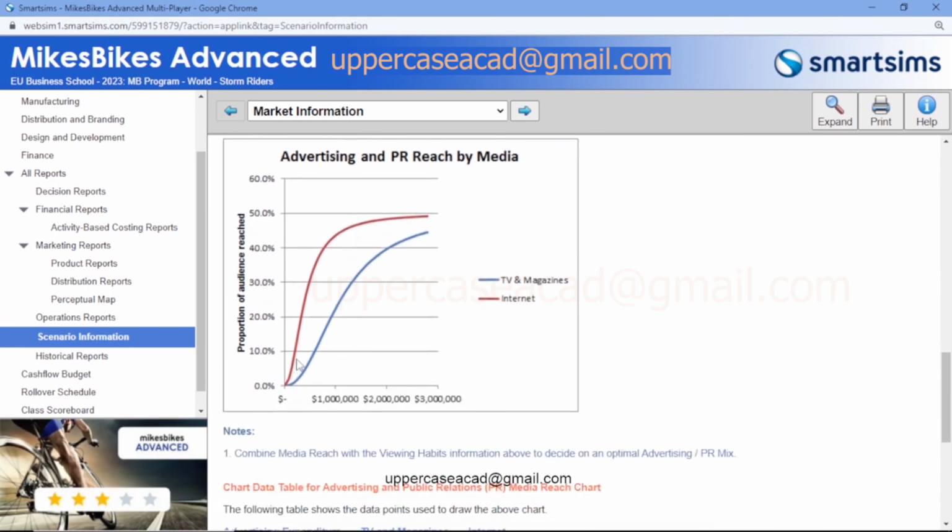Then here we have the advertising and PR media reach by media. If you look at our graph here, for the same amount of money you invest in television and magazines, the audience reached will be more on the internet compared to TV and magazines. Let's say this is 1 million. If I invest 1 million in TV, I might reach about 22%, which is different. If I invest 1 million in the internet, I might reach let's say 45%. But the curve for the internet will flatten out earlier than the ones for TV and magazines.